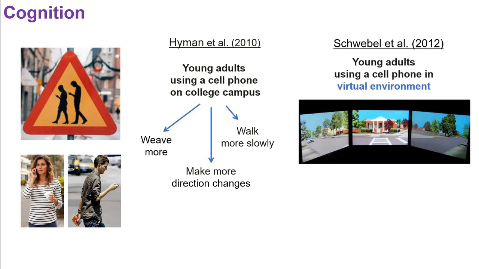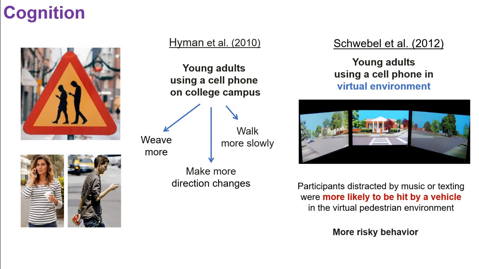The more serious implications of cell phone usage have been directly experimentally studied in virtual reality environments. Participants travelling around this virtual reality environment were significantly more likely to be hit by a vehicle if they were listening to music or they were texting.